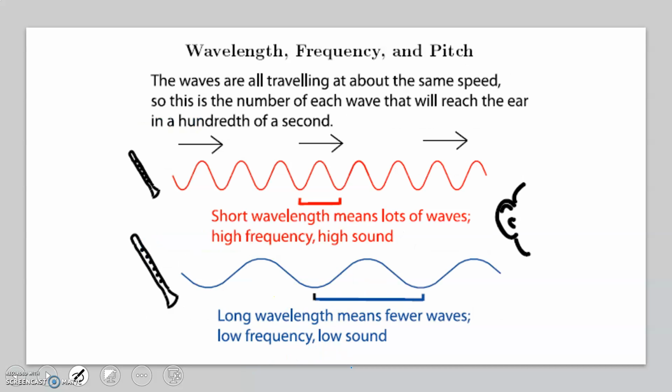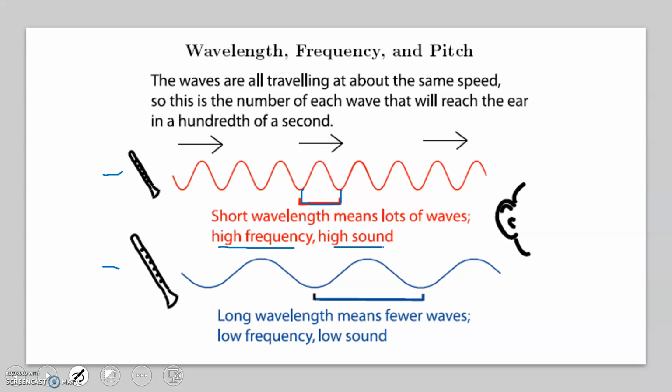The waves shown in the picture, so an instrument is playing waves, they all travel at the same speed. So that means that each wave will reach the ear in 1/100th of a second. So super fast traveling waves. The red wave, as you can see, has short wavelengths. So that means that the waves are close together and there's a lot of waves. So this is a high frequency, high sound, or high pitch.